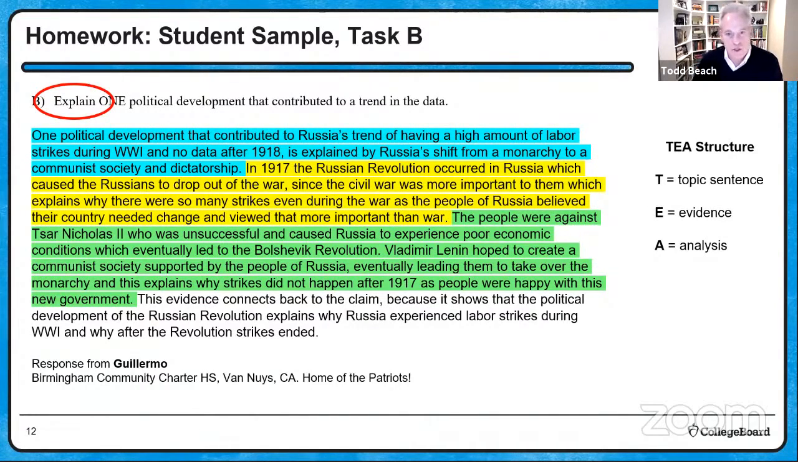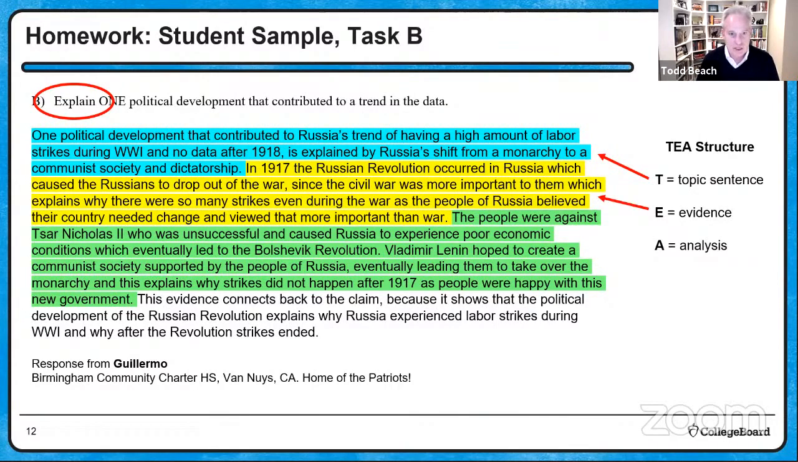Again, we see the T structure, and in the blue, we have our topic sentence. I like what Guillermo has done here because we're using the stem of the prompt to respond to the prompt. One political development that contributed to Russia. Guillermo is focusing in on Russia of the data table. Russia's trend to having a high amount of labor strikes during World War I and no data after 19 is explained by Russia's shift from a monarchy to a communist society and dictatorship. Yep, absolutely.